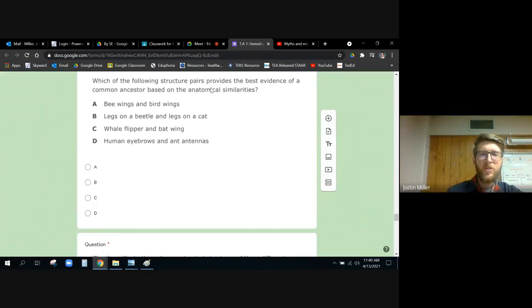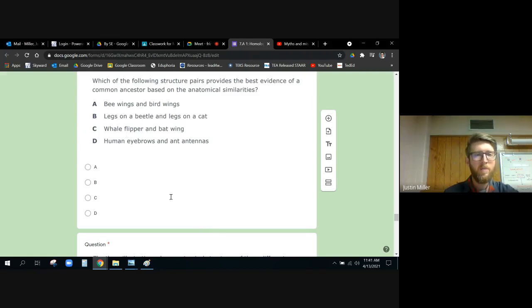All right, which of the following structure pairs provides the best evidence of a common ancestor based on anatomical similarities? Okay, so which two of these do you think, because of how similar they are, indicate that they have a common ancestor? Is it bee wings and bird wings? Legs on a beetle and legs on a cat? Whale flipper and a bat wing? Or human eyebrows and ant antennas? Which two can we get rid of and say that they are not homologous and probably don't have a common ancestor? We can get rid of B, legs on a beetle and legs on a cat. Nothing alike, not similar in any way.